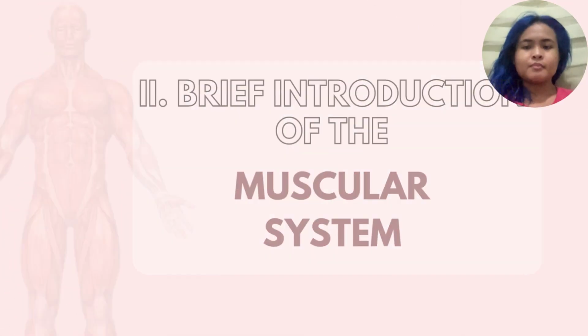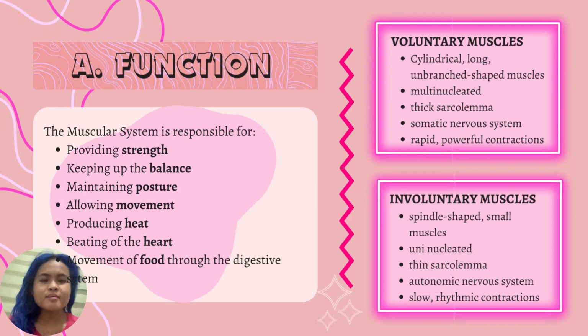For the brief introduction of the muscular system, we will first discuss its general functions, then its structure and types. The muscular system is made up of muscle tissue and is responsible for functions such as the maintenance of posture, locomotion, and control of various circulatory systems. This includes the beating of the heart and the movement of food through the digestive system. Additionally, the muscular system is closely associated with the skeletal system in facilitating movement.